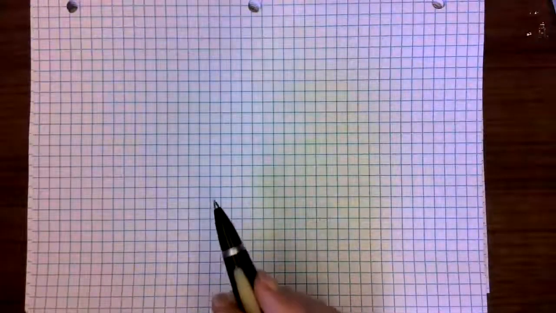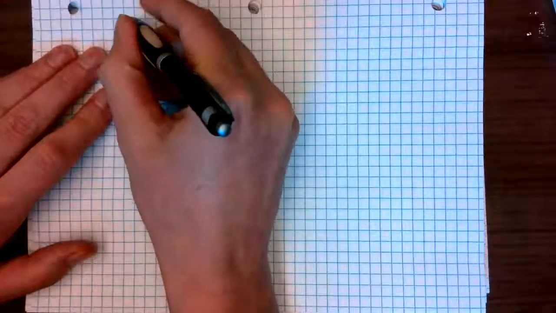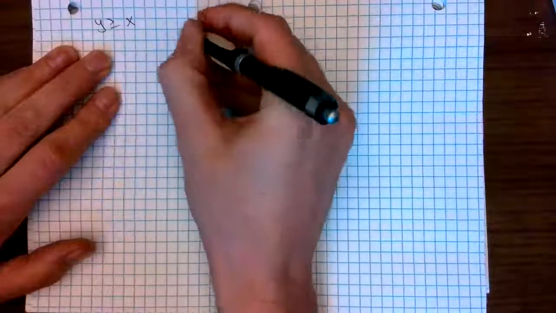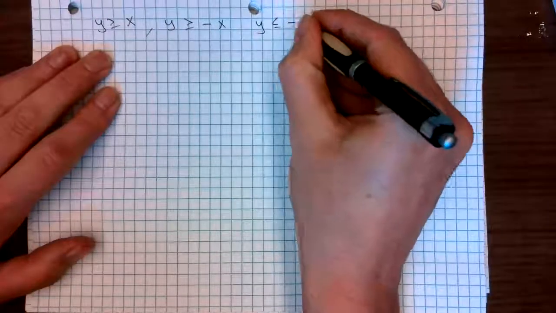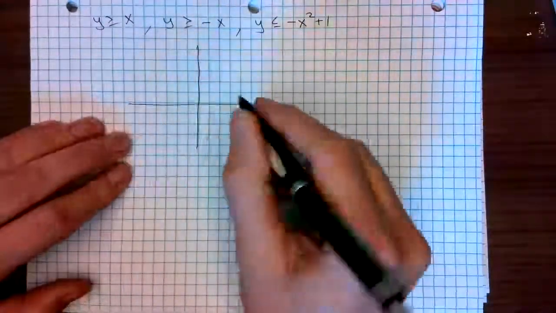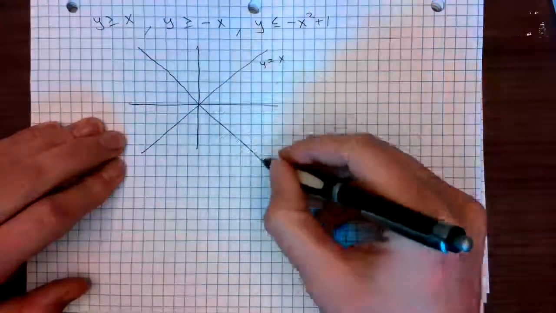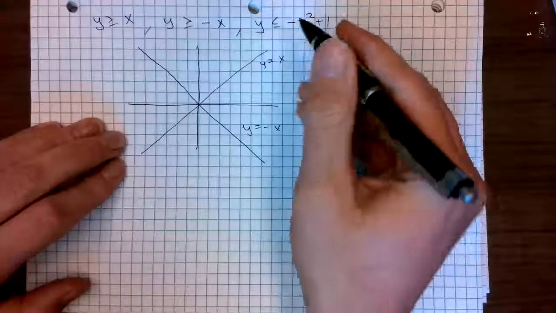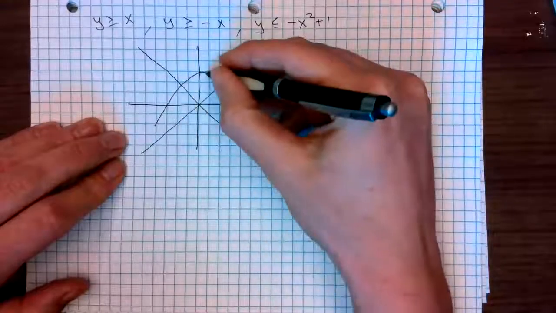Now, finally, I'll just say this very briefly. If you have a more complicated region, let's suppose we describe the region as y is bigger than or equal to x, y is bigger than or equal to minus x, and y is something like minus x squared plus 1. If I draw this region, I'm going to draw it slightly bigger. This is y equals x. This is y equals minus x, and then this guy is an inverted parabola going through 0, 1.